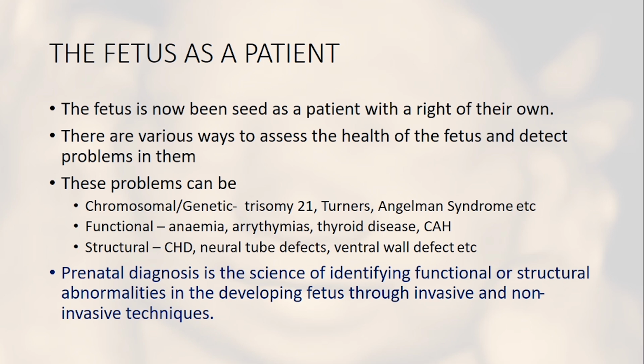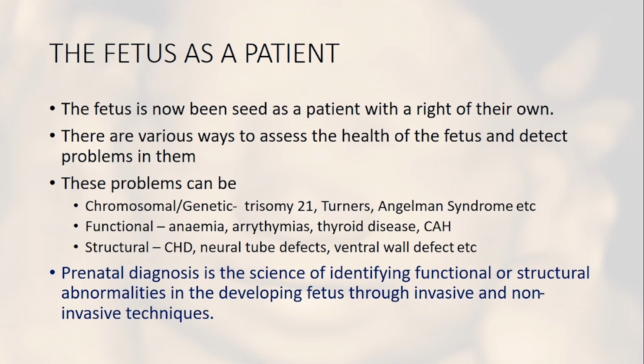These problems could also be functional. The fetus could as well have anemia. They could have arrhythmias. They could have thyroid disease. They could have congenital adrenal hyperplasia. The problems could also be structural, like congenital heart disease, neural tube defects like spina bifida. They can also have ventral wall defects, like omphalocele.